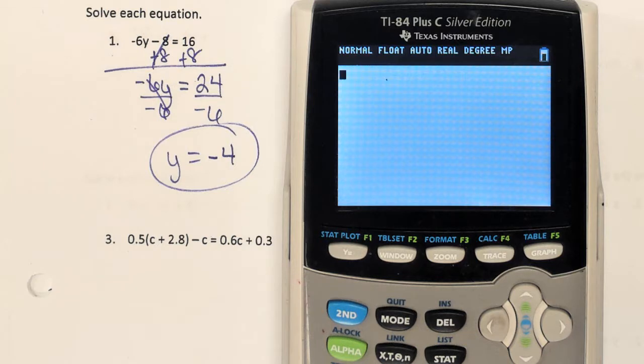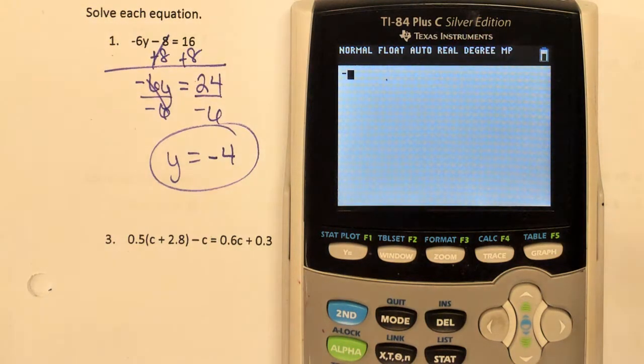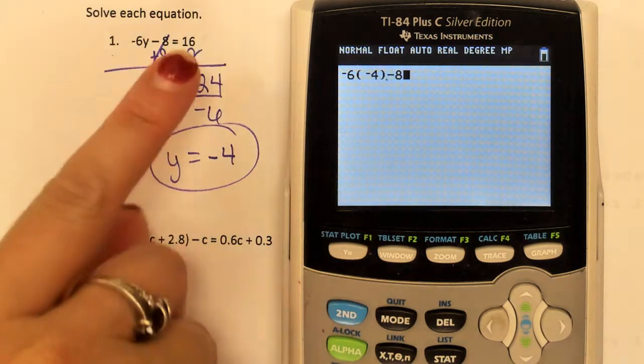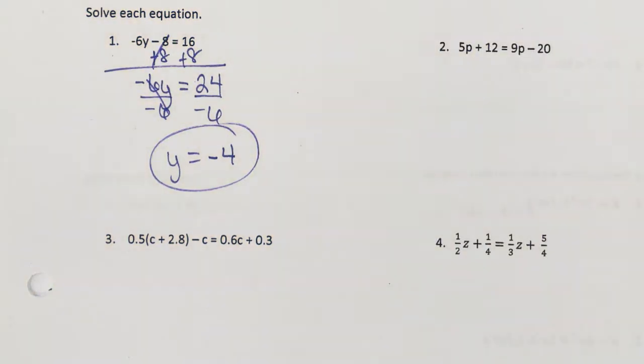Okay, so you're on a test or you're on a quiz Thursday, right? We got a quiz Thursday. And I'm like, I want to check and make sure that answer is right. What can I do to check and make sure that answer is right? Plug it in, okay? So negative 6 times negative 4 and then minus 8. That's supposed to give me how much? 16. And it does. So what's that mean about my answer? It's right. Get it good? Y'all okay?